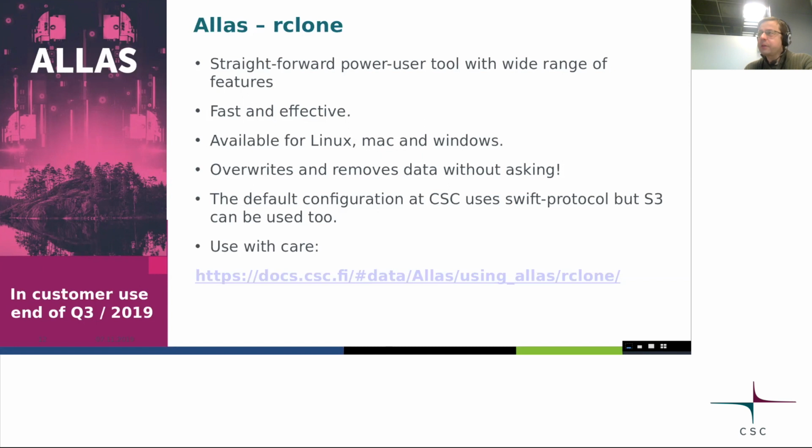And the default configuration at CSC is set up so that rclone uses the Swift protocol, but actually you could configure rclone to use the S3 protocol too. But in these examples, we are using only the Swift protocol.